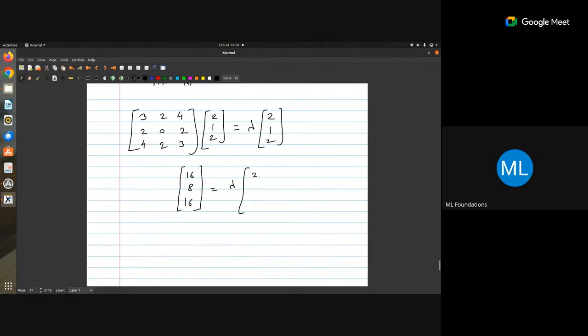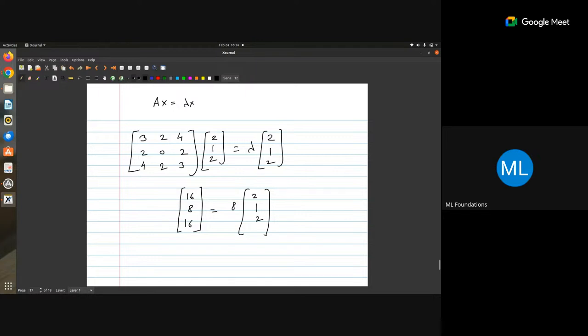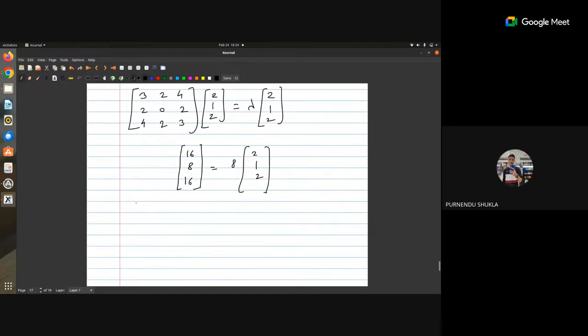So it is 2, 1, 2. So you can say that lambda will be what here? Lambda is 8, 8 times, right? So yes, this is there. Then how did we get this 8? You can check, because this is an equality. When I take 8 common, both sides will be equal. So just the comparison with 8.